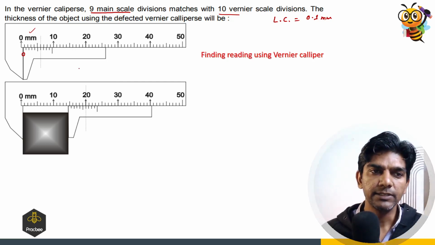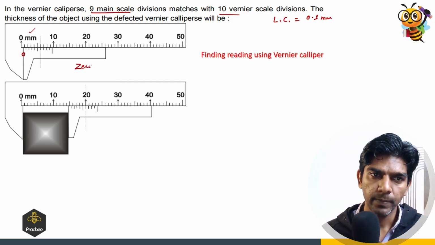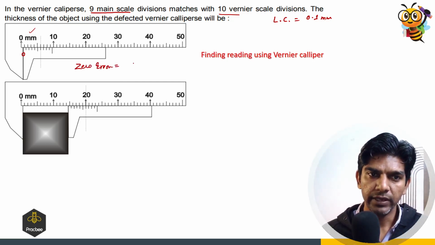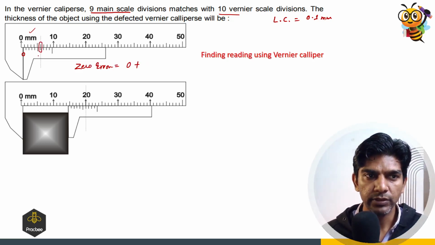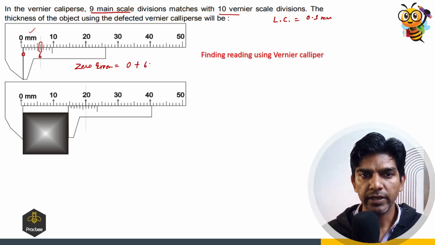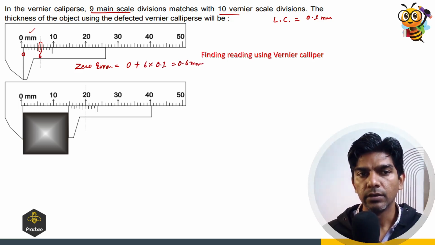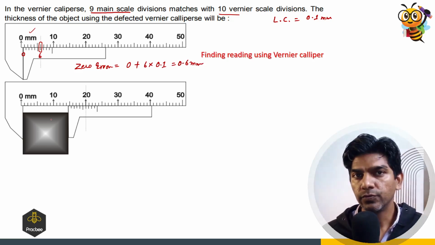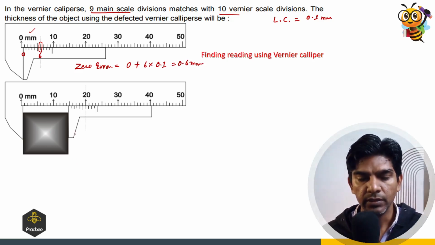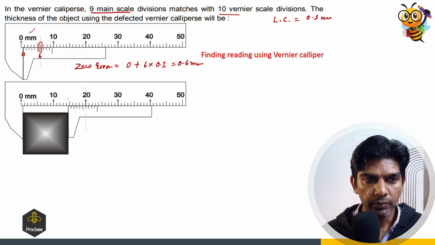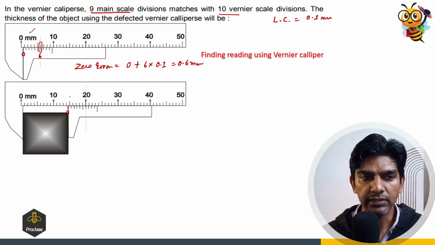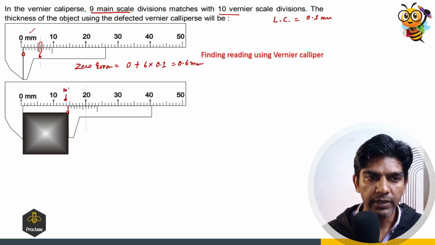So in this case 0 error will be given as 0 plus the division which is coinciding with the main scale. So in this case it will be 6th. 6 times the least count which is 0.1. So it will be 0.6 millimeter. Now we got the 0 error, and we want to find the width of this specimen. If you look at the main scale reading, the reading on the main scale which is to the left of the 0 of the Vernier scale is 14. So this will be main scale reading, which is nothing but 14 millimeter.